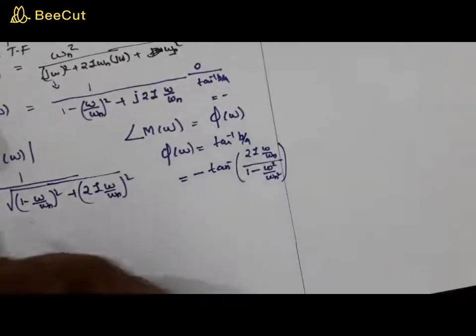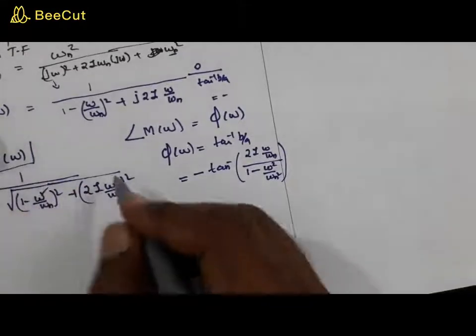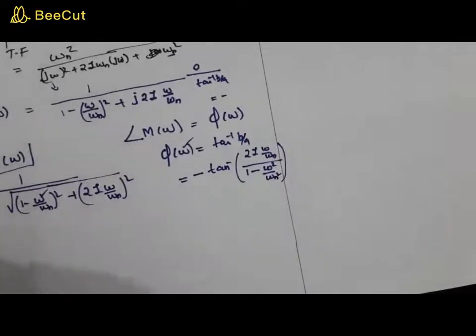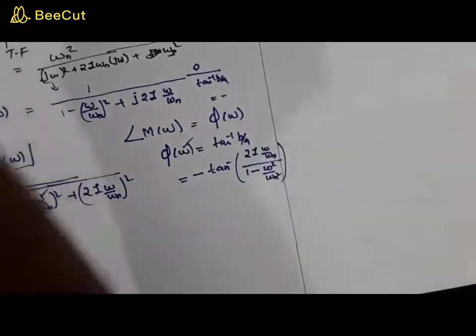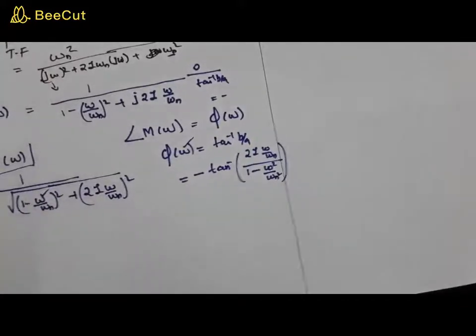Now look at this. This magnitude depends on the frequency. Similarly, the phase also depends on the frequency. Now you can have a plot of this. When you try to plot this, I'll just give you an overview of that. I'm not going into much detail.